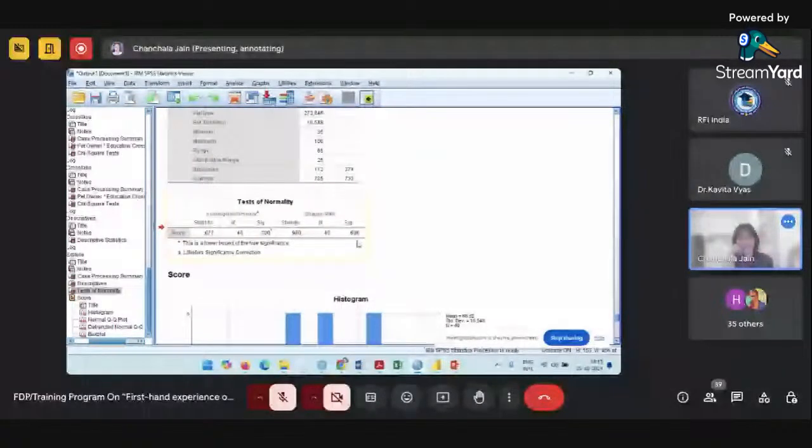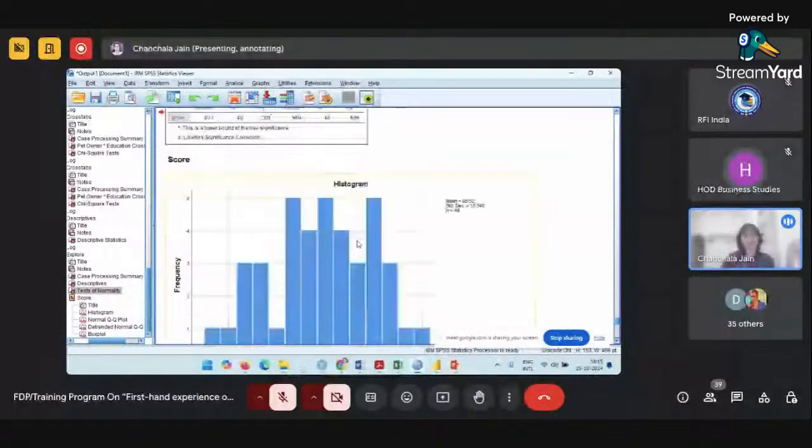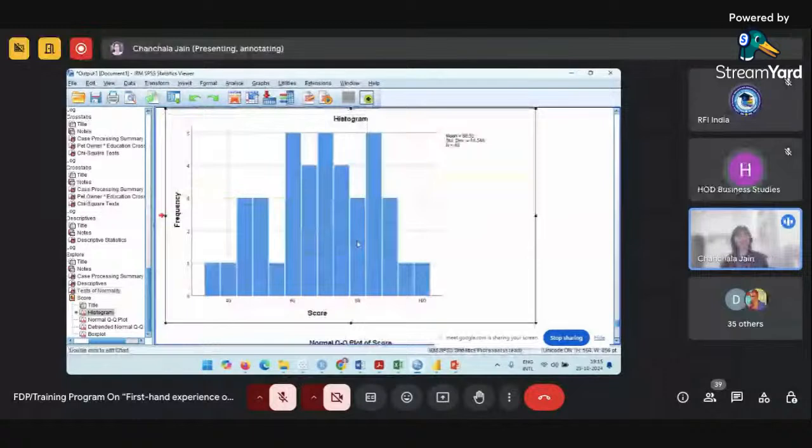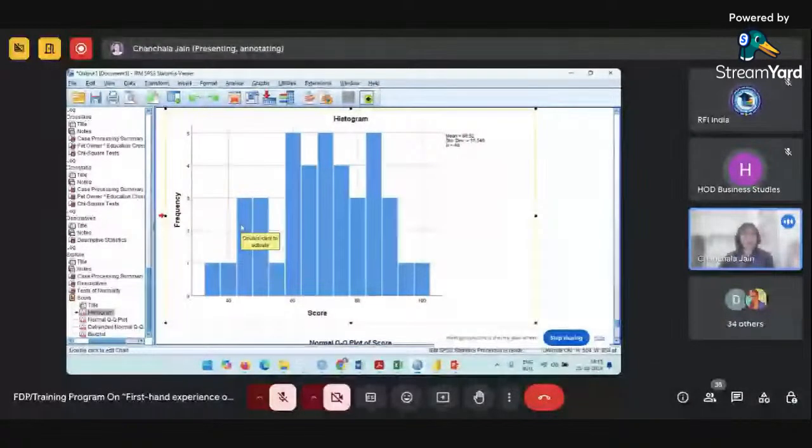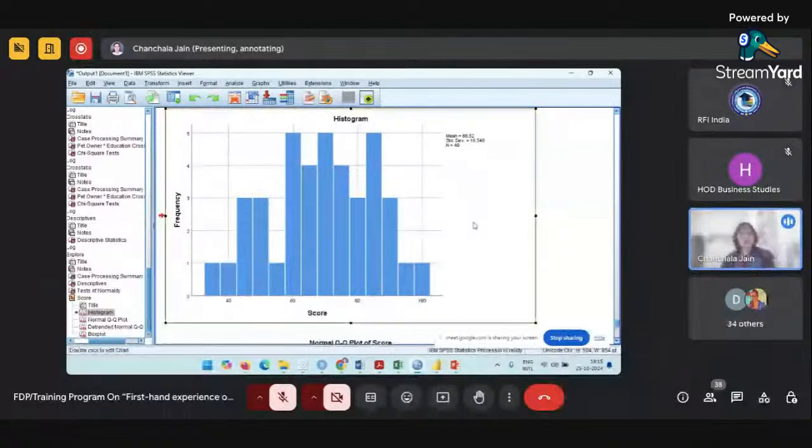Is it clear? Yes, ma'am. Looking at the histogram, it is very difficult to comment anything because maybe the data is very less. It is only 40 observations, so that is why the bars are not properly coming, right? But still, if you want to keep a bell-shaped curve on this, you can double click on this.